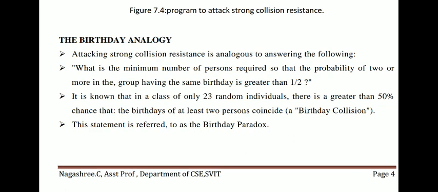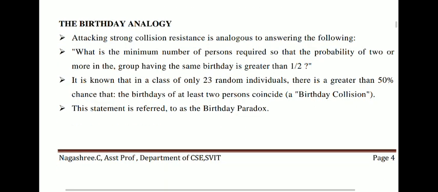The birthday paradox asks how many people you need to invite to a party to have more than a 50% chance that at least two people have their birthday on the same day. What is the probability? From experiments, they found that if you invite 23 people, you have more than a 50% chance that two people will have the birthday on the same date. This statement is called the birthday paradox.